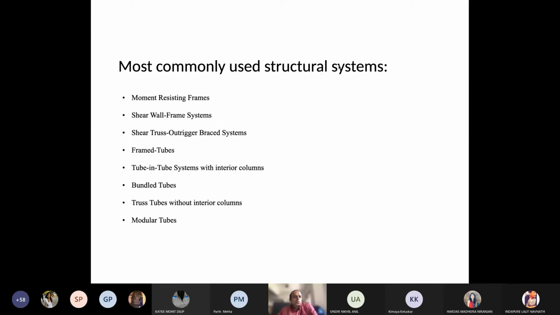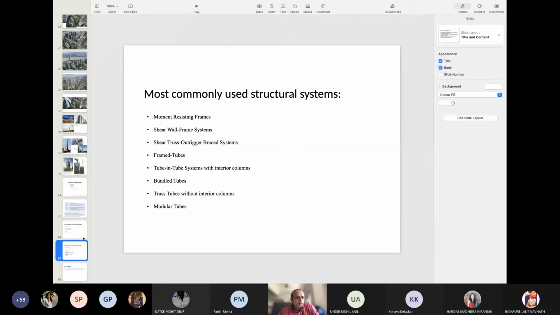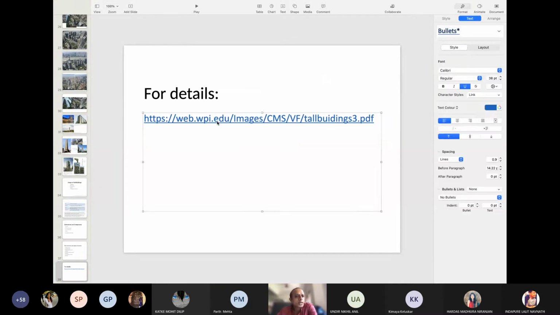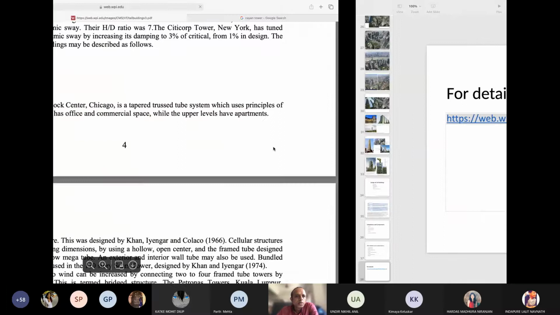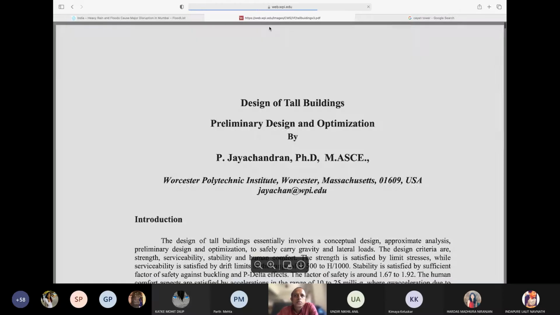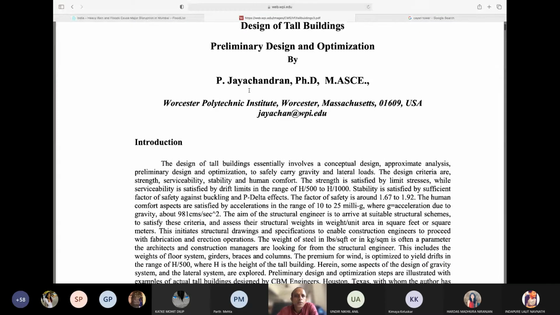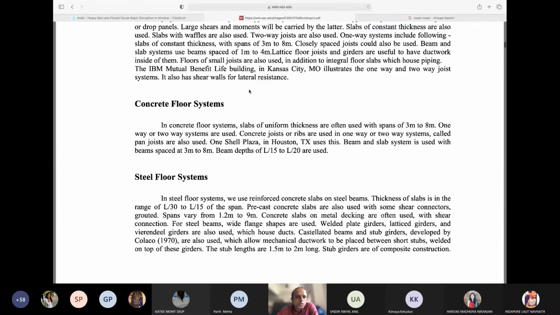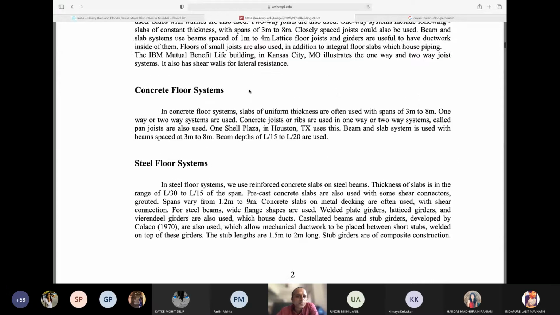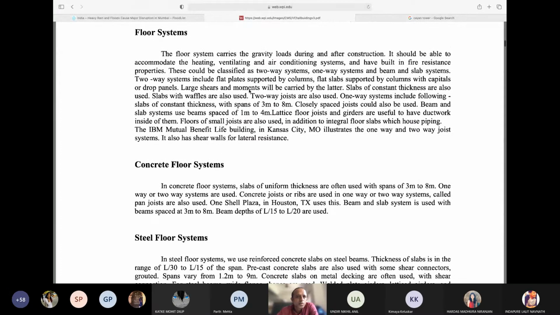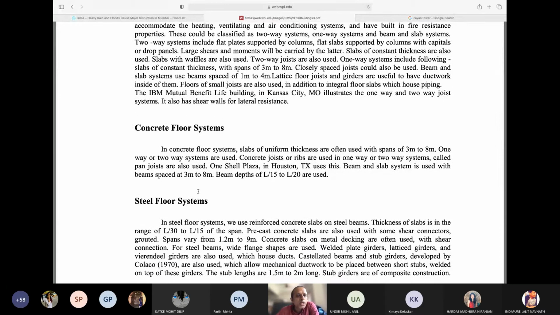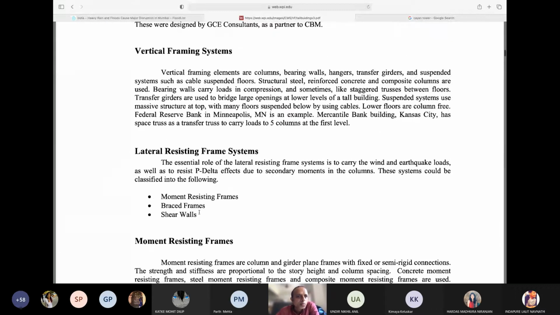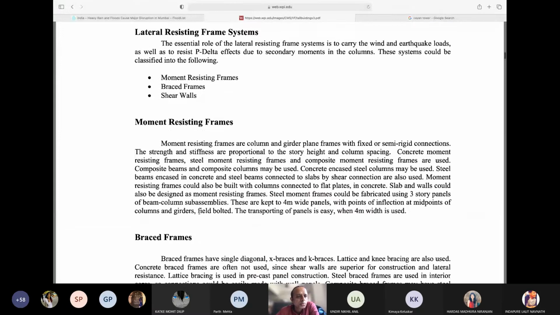So that is regarding that. This is the site, this is the paper that I referred to. If somebody wants to go into greater detail, you can look at all the different kinds of floor systems encouraged for both RCC and steel. This does not talk about timber structures. Steel floor systems, vertical framing systems, lateral framing systems, moment resisting frames.